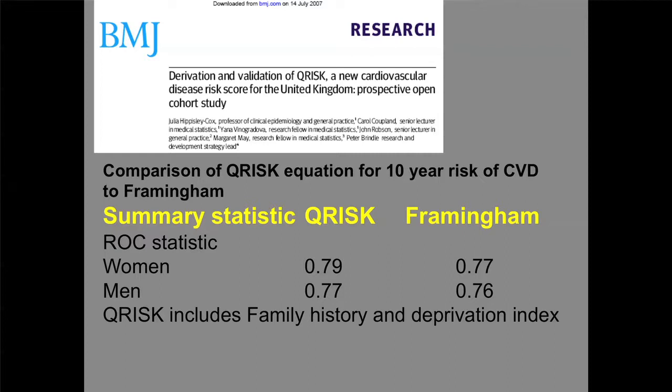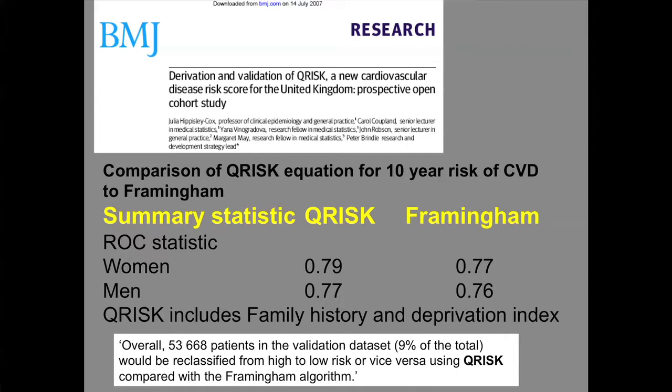Now, it seems that that couldn't possibly end up with anything important, but actually it does. What it does is allow you to recategorise risk in patients. And I think this is a really important issue here. So using that QRISK as opposed to Framingham, around about 53,000 to 54,000 patients were reallocated to a different risk. So high to low or low to high.